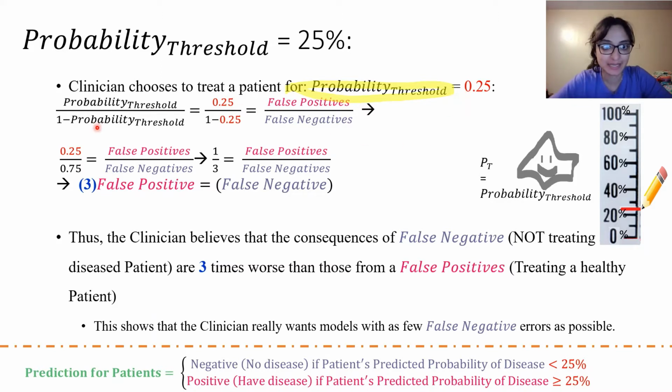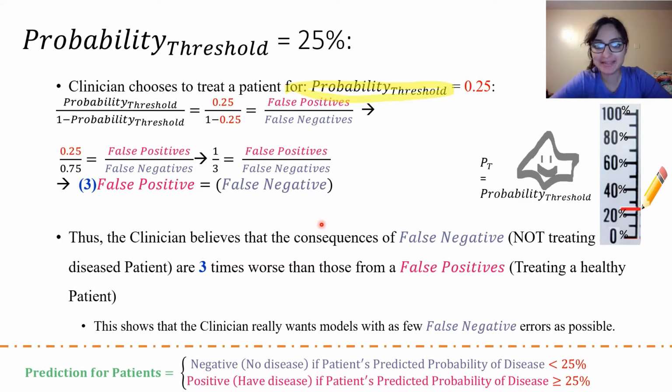and then decides to treat you. So based on this, this is 0.25, this is 0.75, which is the same as 1 over 3. 1 over 3 equals false positives over false negatives. From this equation, you just multiply this side by 3. 3 times false positives equals 1 times false negative. So 3 false positives is equal to 1 false negative. That's how you can interpret it: for every 3 false positives that you make, it's the same as 1 false negative.